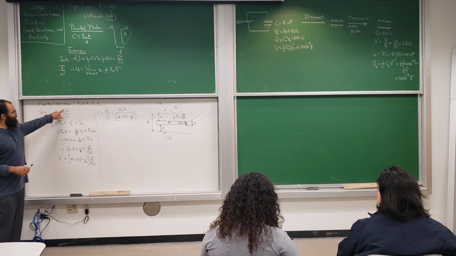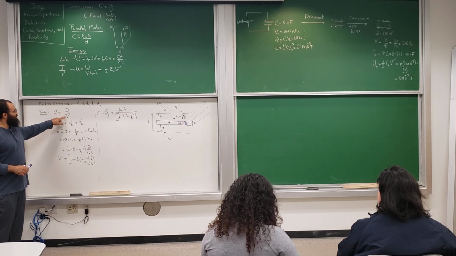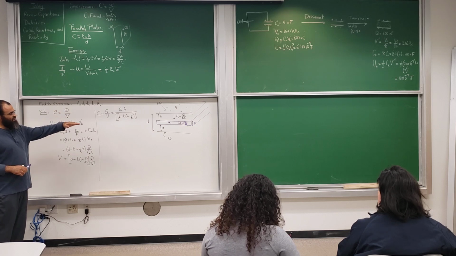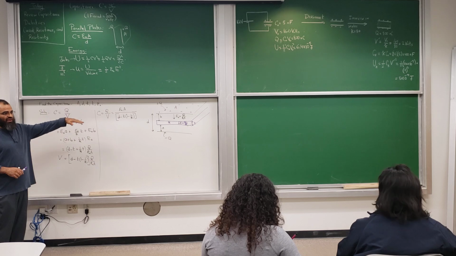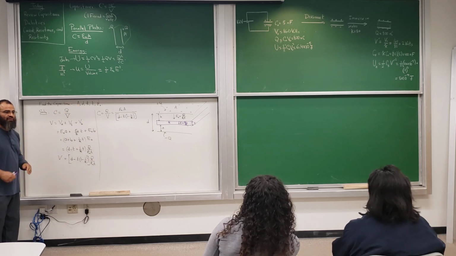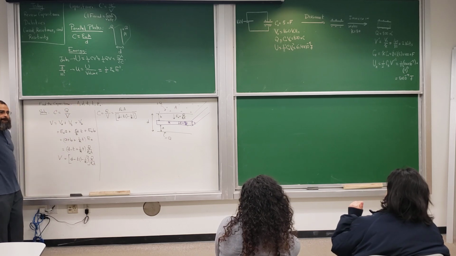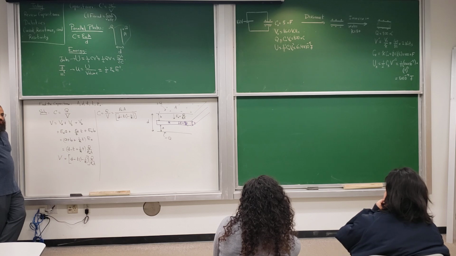So, C is Q over V. And what does V mean? The potential difference between the two plates, from the negative plate to the positive plate. You can split it up like that, though I don't know that there's a similarity between it and capacitors in series or parallel.